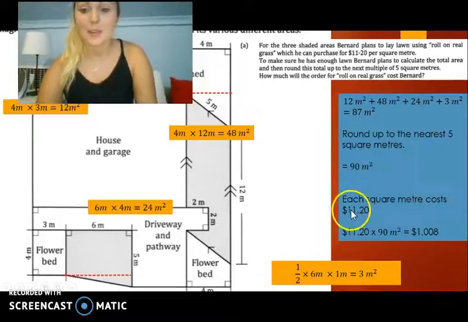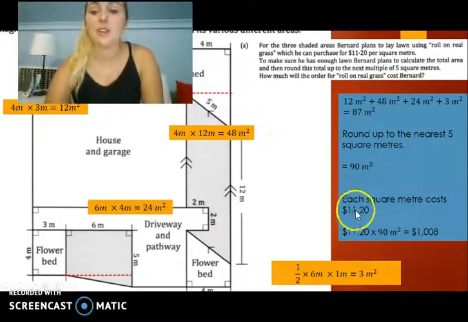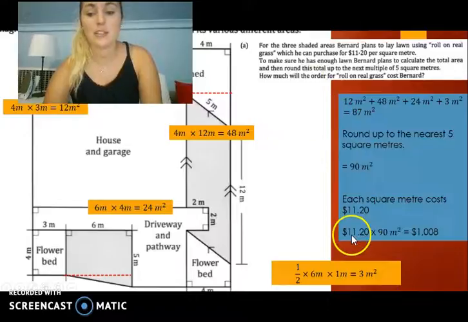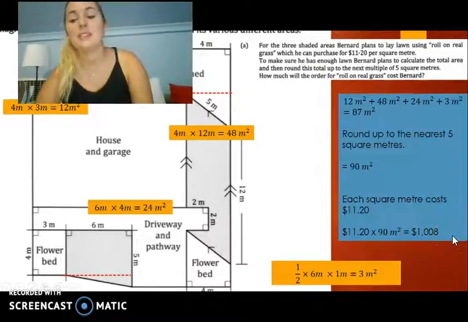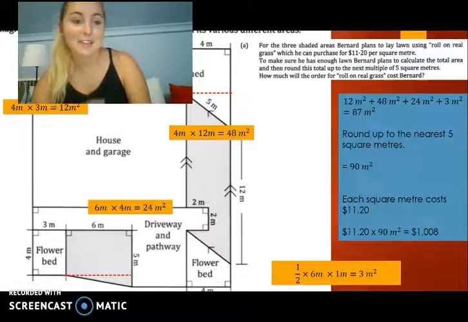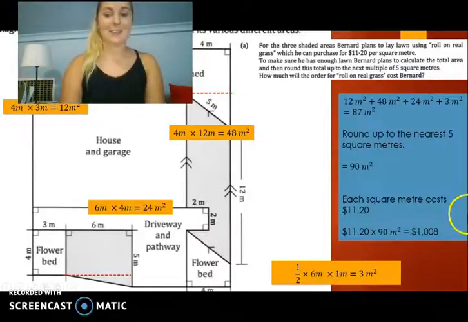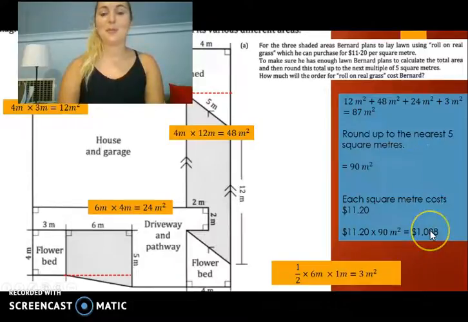Okay, so now each square meter costs $11.20. That's what they told us in the question. So we need to find the cost for 90 meters squared, which would be $1,008. However, if it was 85 meters squared, that value would be lower.